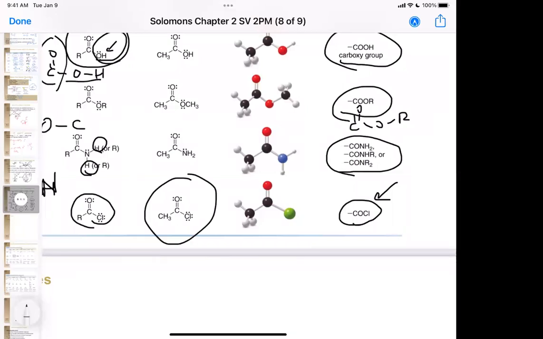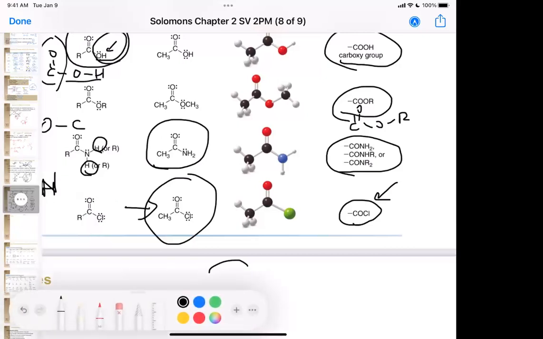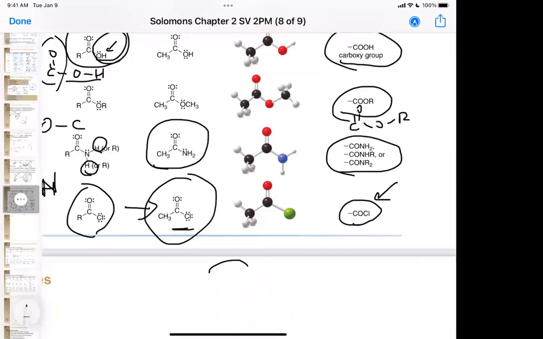Now I want to show you one other derivative, and that it's a derivative of this right here. Yes, question: does R stand for CH3? In this case, R can stand for any alkyl group. However, in this example, R is the methyl group, yes. But this is the general form where we can have any R group, and it'll still be the same functional group. This is just an example with methyl as the substituent. Okay? Thank you.